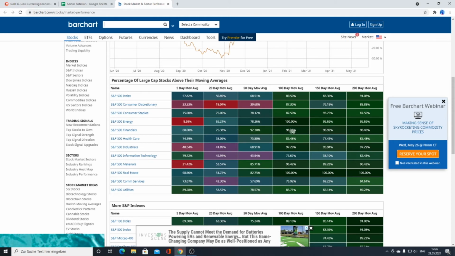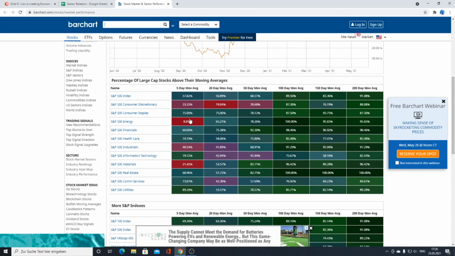So because we see energy at 100%, which is a commodity, we see financials at 98%, industrials, which is a commodity, 97%, materials, which is also a commodity, at 96%, and real estate also at 100%. So we got real estate and energy at 100%. In the 50-day average, we got financials as the best performer and real estate almost as the second best performer, just after materials, which is a commodity. Energy is declining, but it was the best performing sector for the first few months of this year.